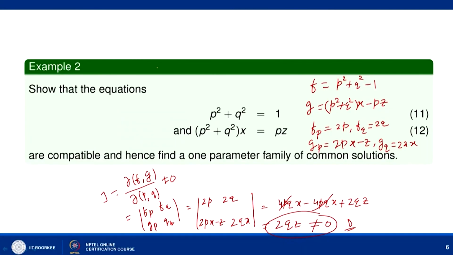Here we have p square plus q square equal to 1, and here we have p square plus q square x equal to, let me write it here, it is pz. So, here we have pz. So, if you use equation number 1, then we can write x equal to pz. So, we can write p as x by z here. So, p is x by z, then you can find out the value of q from 1.